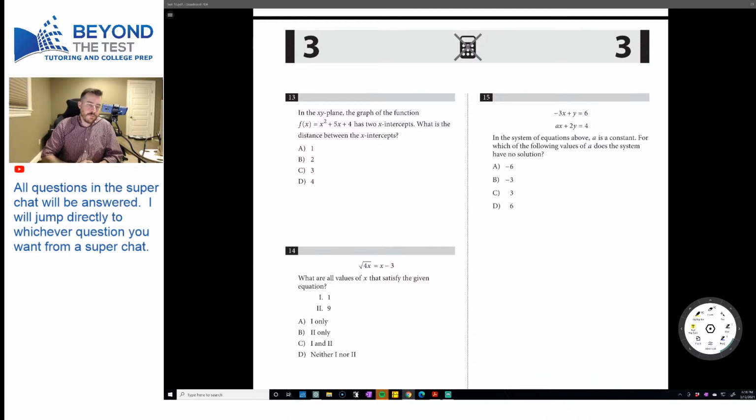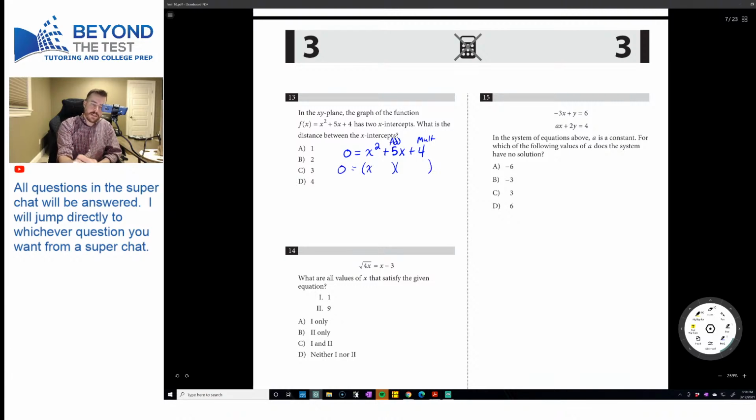First things first, let's find the x-intercepts. Remember, to find the x-intercepts, you set your y value, or f of x value, equal to 0. So we get 0 equals x squared plus 5x plus 4. Now we're going to factor this down. If you don't remember, we're looking for two numbers that add to 5 but multiply to 4, and we make our little double bubble here.